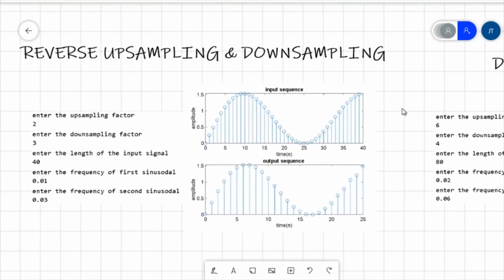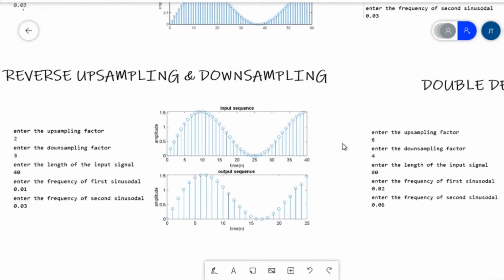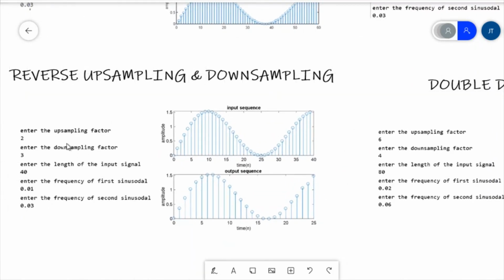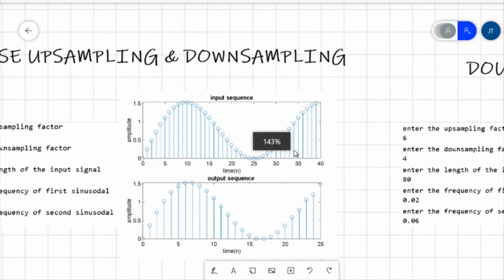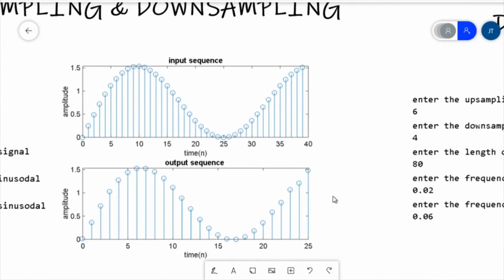For the third instance, we have reverse upsampling and downsampling from the default input, meaning this time the downsampling is higher than the upsampling. And as we can see, comparing the input and the output sequence, we can clearly see that the length of the output sequence is shorter, and we can see that the lines or the plots or the sampling rate is also less.